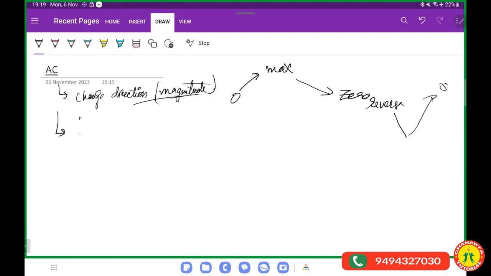So next thing we can write here: what is the source of AC?